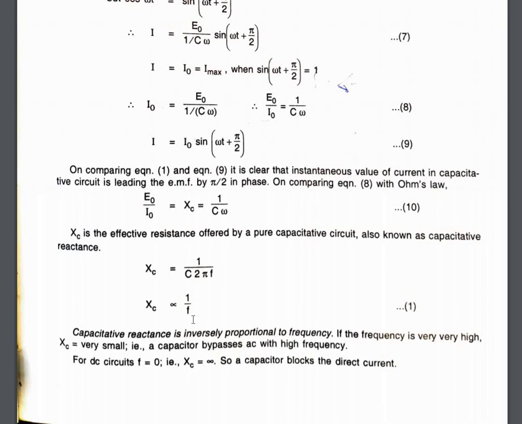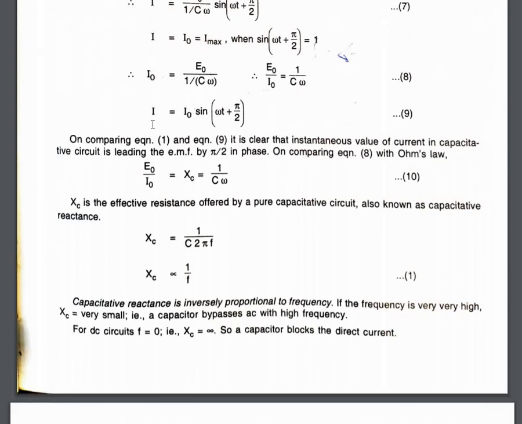So when will the frequency be equal to 0? Frequency is 0 for a DC circuit, DC current. For DC current, frequency is equal to 0. So in the case of a DC current, f is equal to 0. So what will be Xc? That is equal to infinite. So a capacitor offers infinite resistance to the flow of DC, or simply the capacitor blocks the DC current. So that is the purpose of a capacitor. The important purpose of a capacitor is to block the DC current.